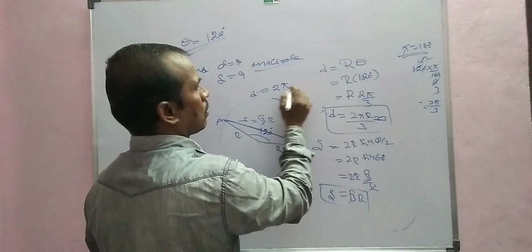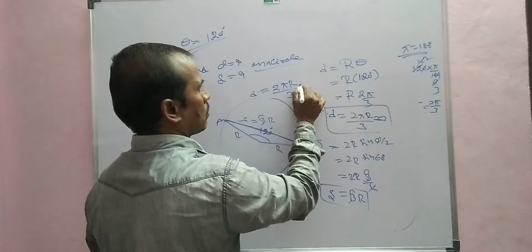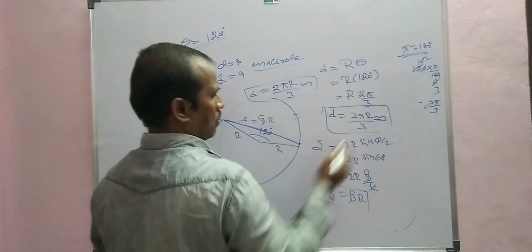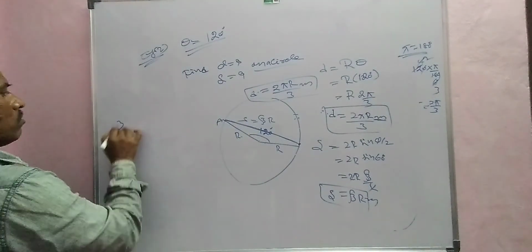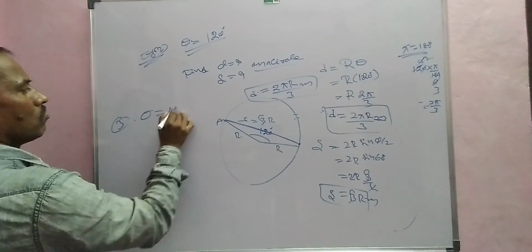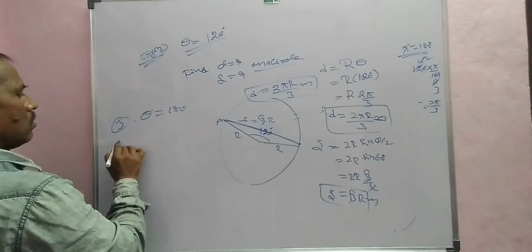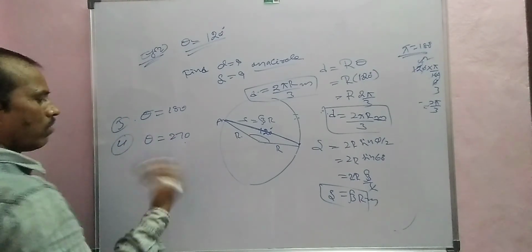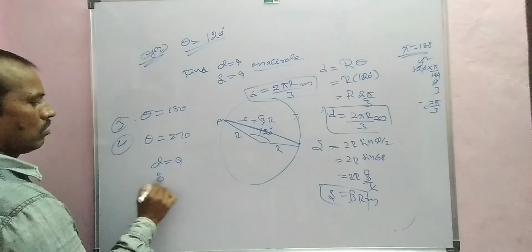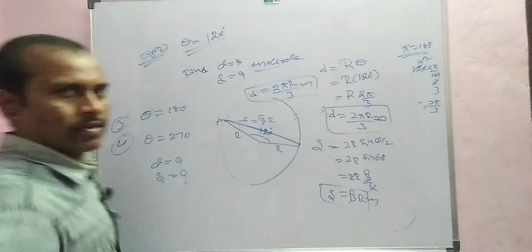The distance is 2 pi r by 3 meters. Now calculate for theta equal to 180 degrees, and for theta equal to 270 degrees. Find the displacement and distance. Okay, thank you.